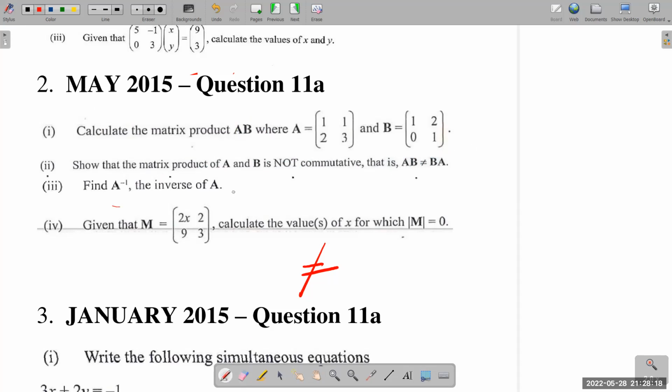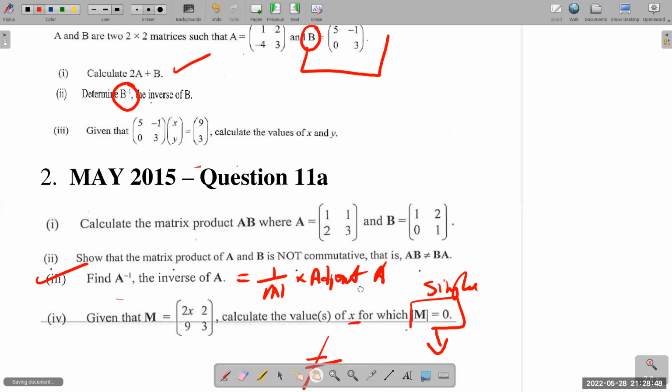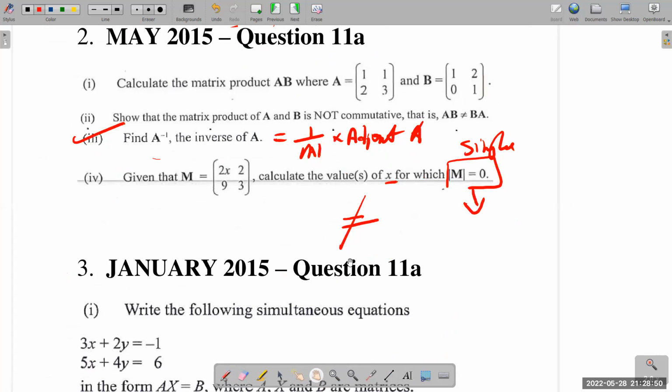Next, find A inverse. We know the formula: 1 over the determinant of A times the adjoint of A. We did this, so everybody should be able to handle this. Next one, given that M is equal to this, calculate X for which M is singular. You see, they're just changing it. Rather than saying the word singular, they tell you that the determinant is equal to 0. It's the same exact question that came in the year before, just seen in a different way.